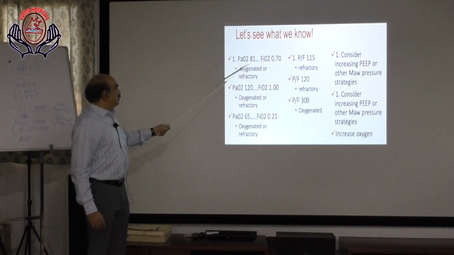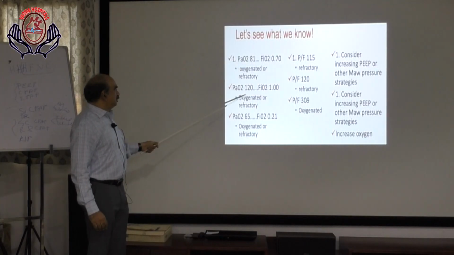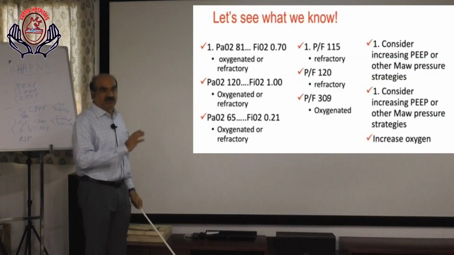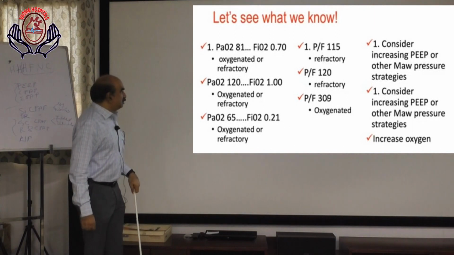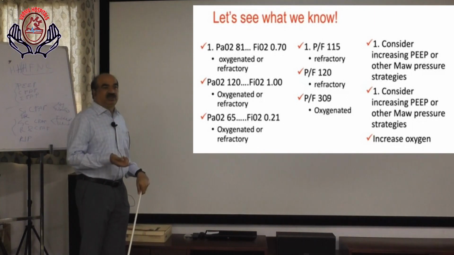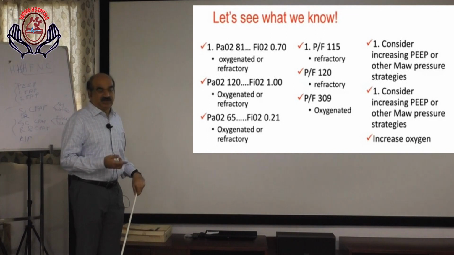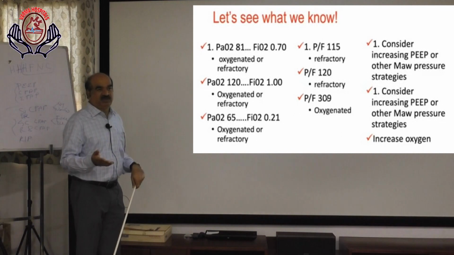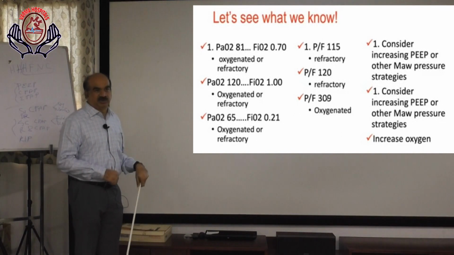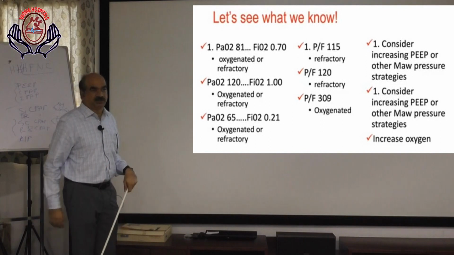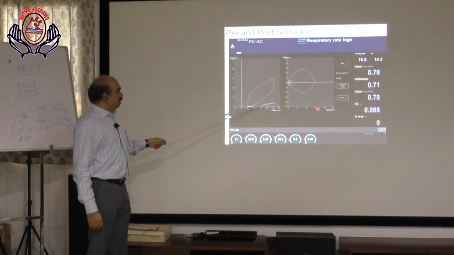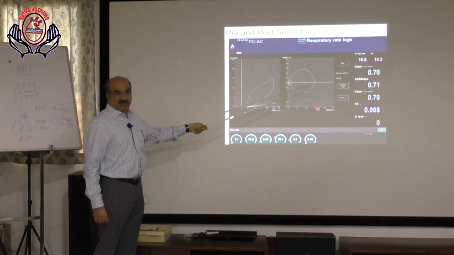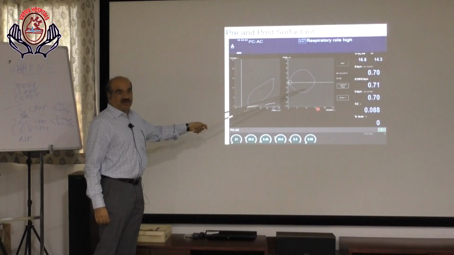In the first case, PaO2 is 81, here PaO2 is 120, but PF ratio is low. That PF ratio is important. To assess PF ratio, every time we have to check ABG. So usually we will check SpO2 by FiO2 ratio, saturation by FiO2 ratio. This is pre-surfactant, and this is post-surfactant.